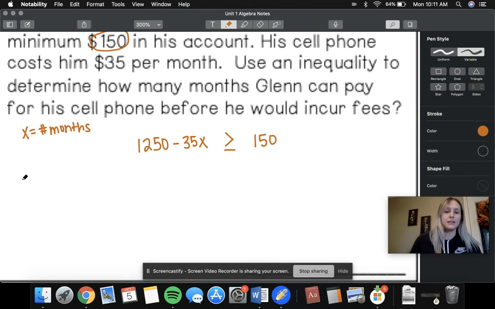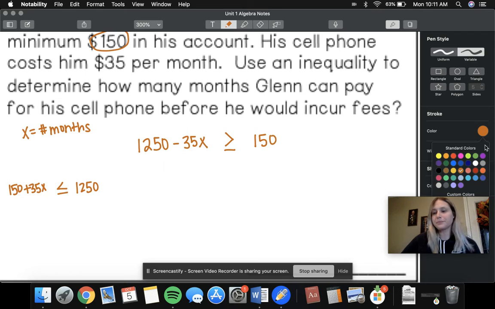Another way you could write this is if you interpret this problem to be 1,250 to be your total, which is fine. Then you would have your 150 that he wants to keep as his minimum. But additionally, he has to take out the 35x every single month. Then in this problem, this is the largest that he has because that's all he has in his bank account. And we would see when are these equal, or when is this amount less than. Okay, so both of them will get you guys the same answer.